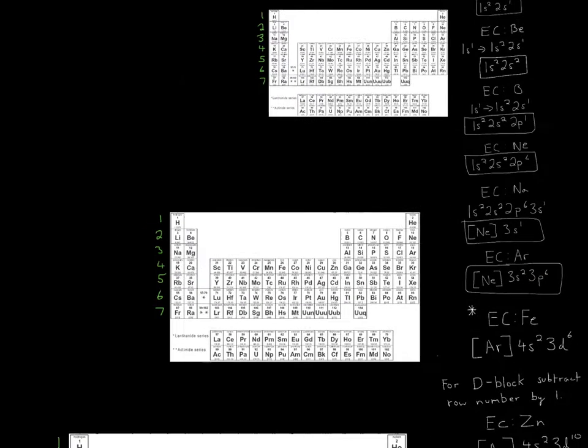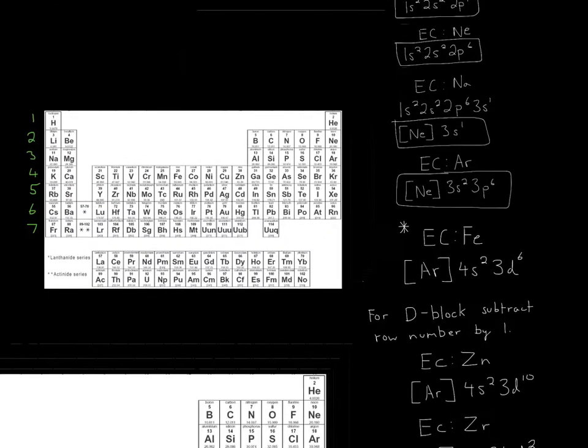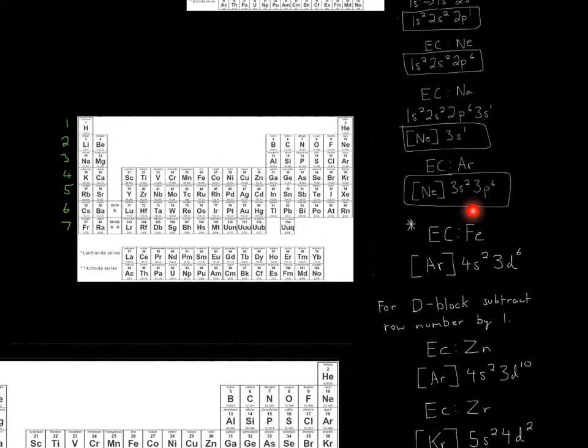Now, let's make it a little more interesting. For the D block, so far we've done the S block and the P block, but we haven't done the D block. The D block's a little bit different. You'd assume that you just have to do 4s2, that's the pattern so far. We just do 4s2, 4d, whatever, and then 4p.